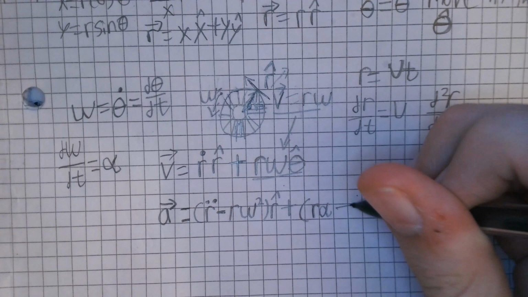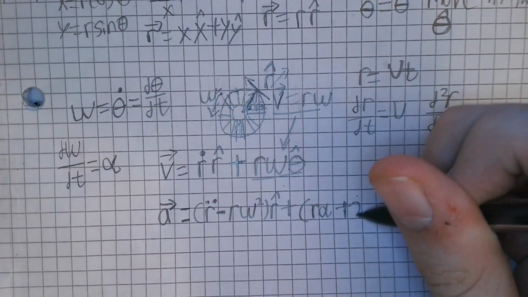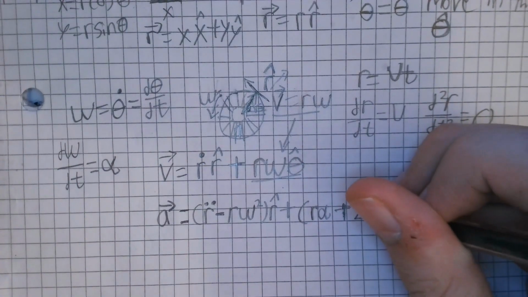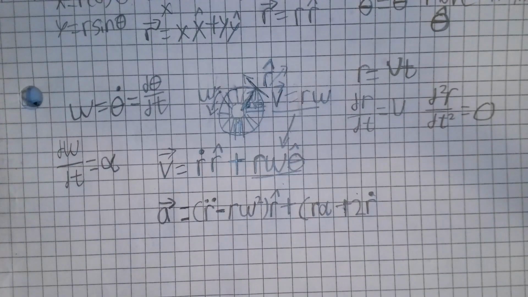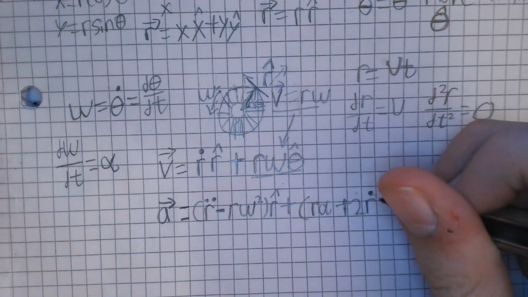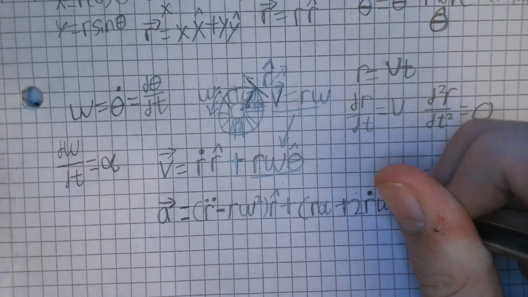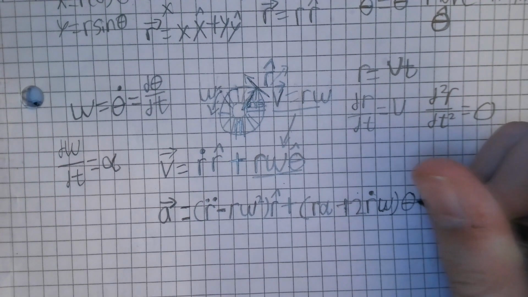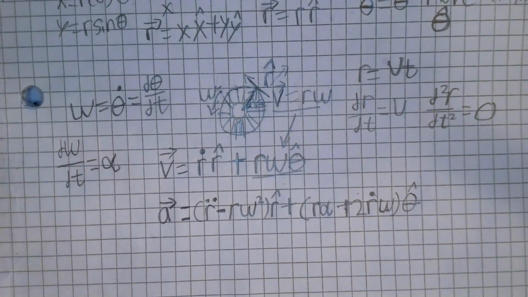plus 2 times r dot, the change in r with respect to time, the derivative of r with respect to time, and then once again times our angular velocity. And that's going to be in the theta hat direction. All right. Now that I've introduced those equations of motion, we can go ahead and get to work.